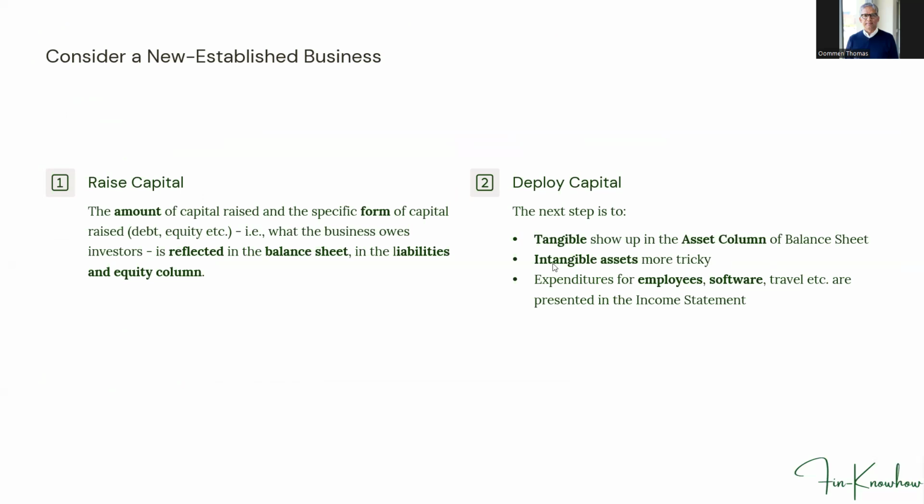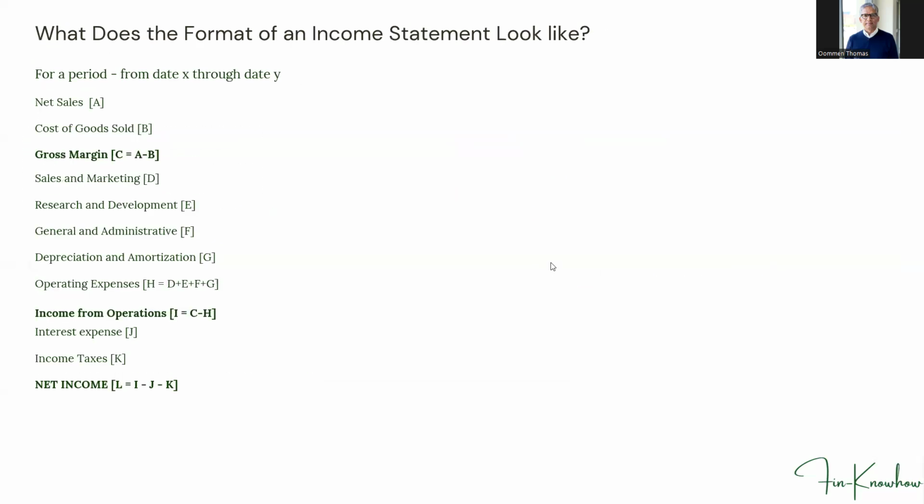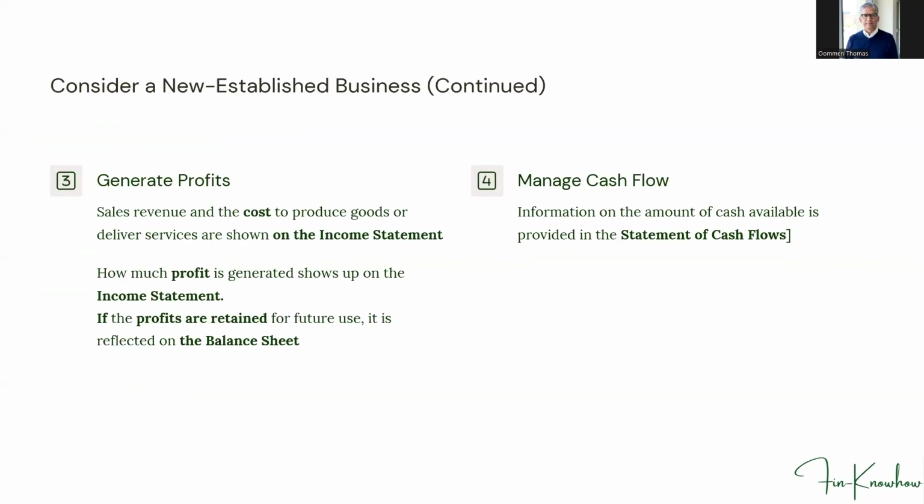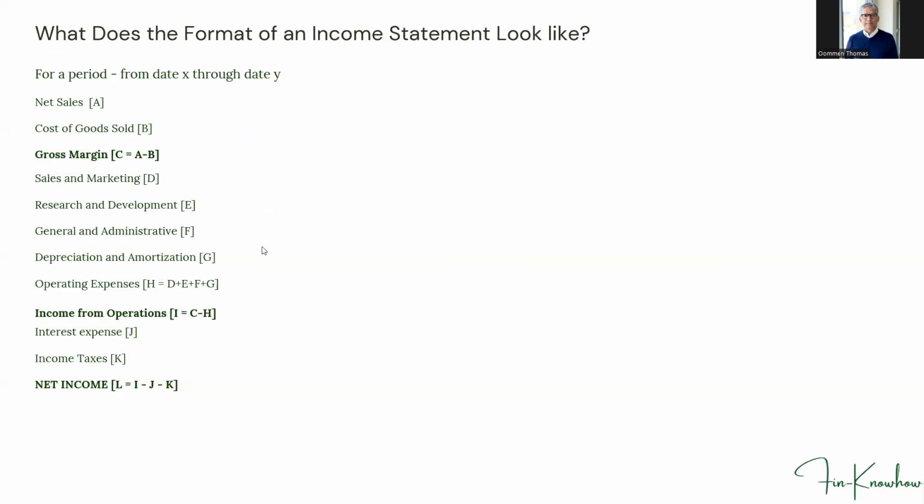Those expenses are going to show up here in the income statement, within, let's say, general and administrative expenses. Now, also the sales revenue and the profit, meaning the sales revenue less costs, also show up on the income statement.